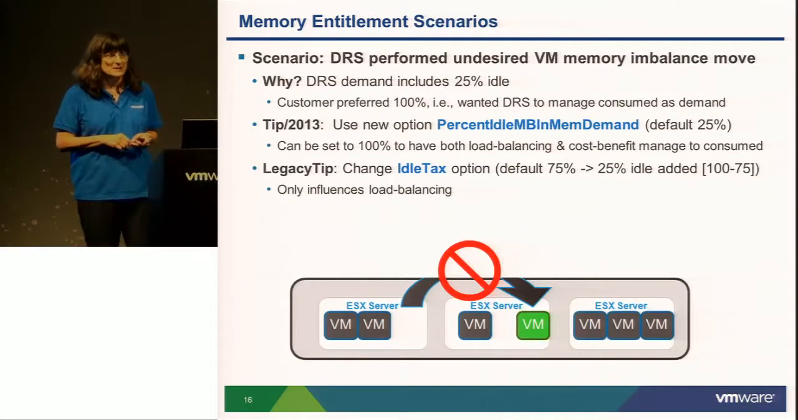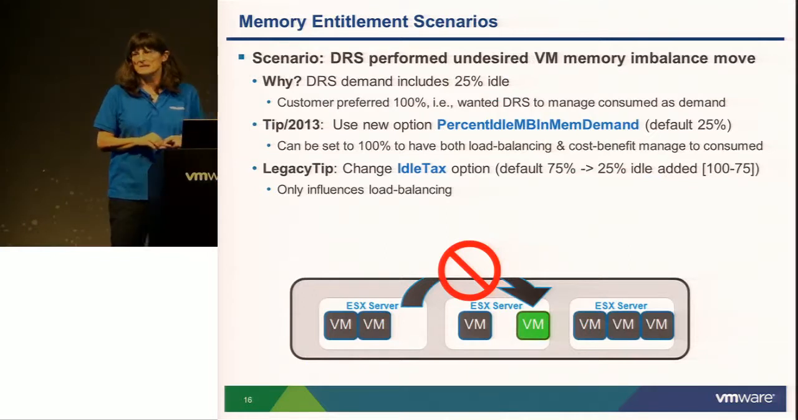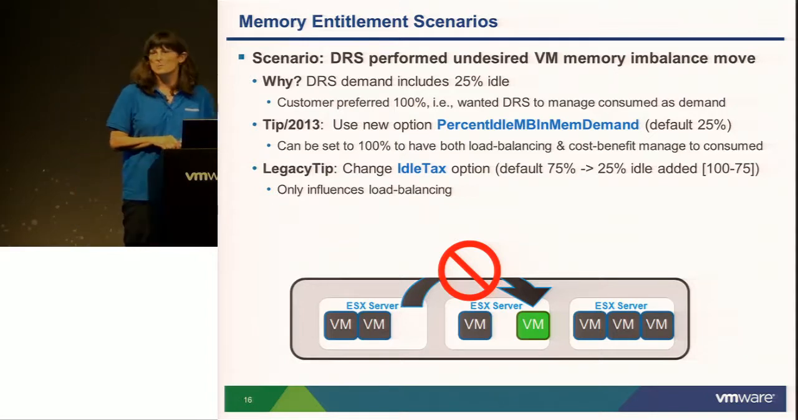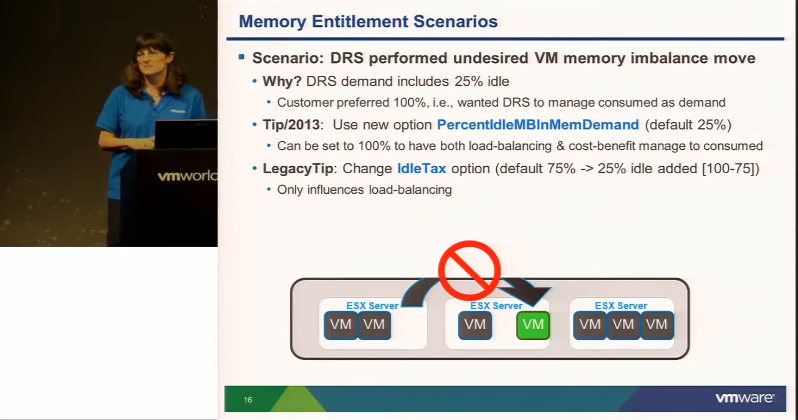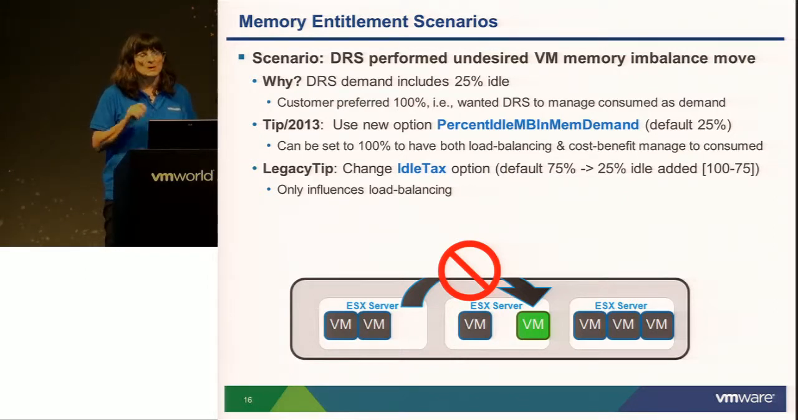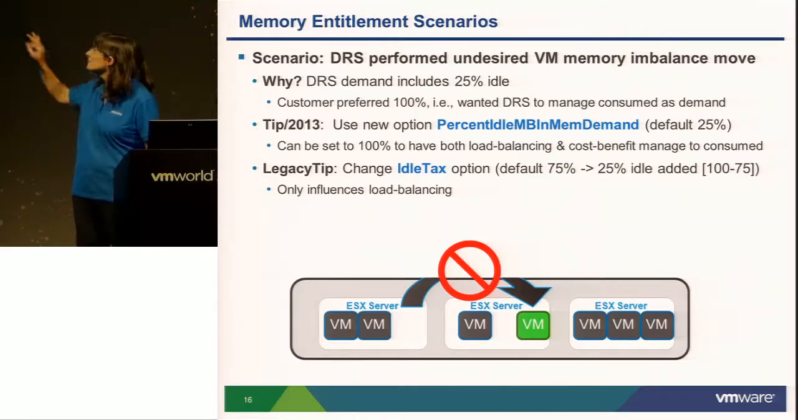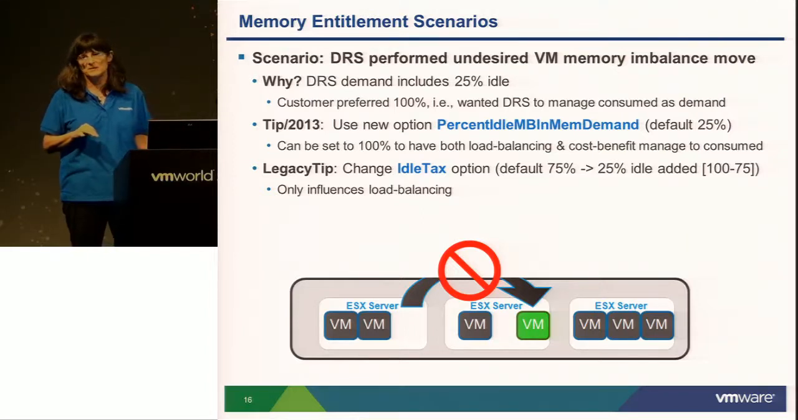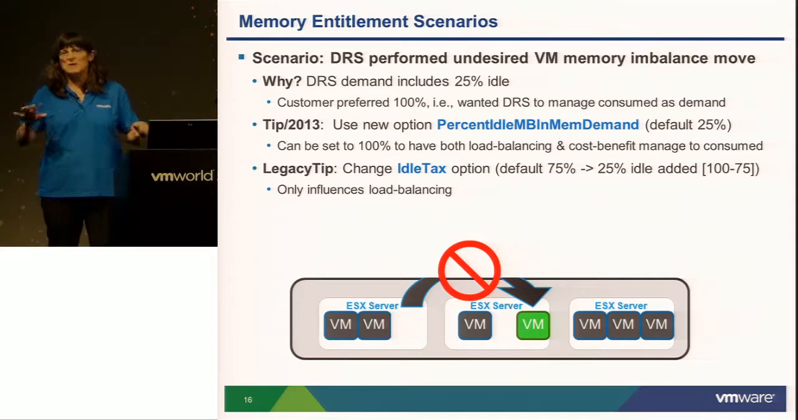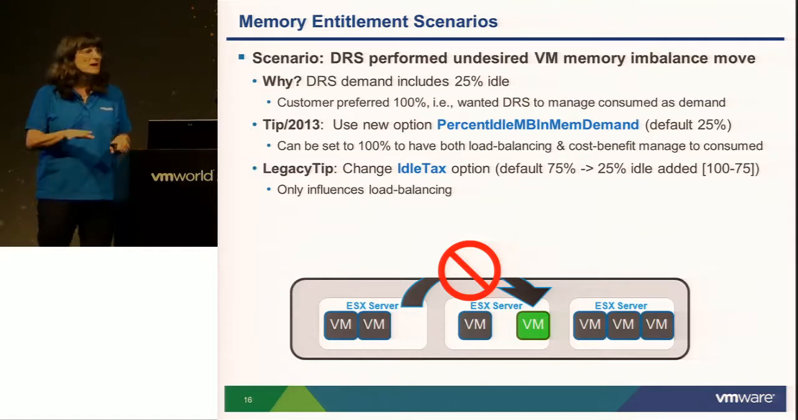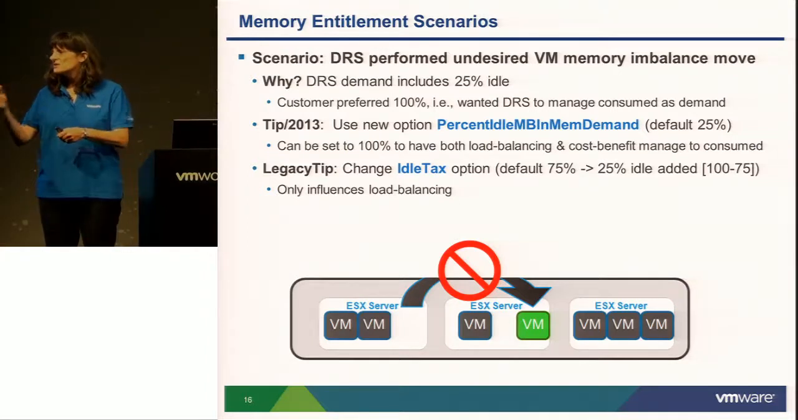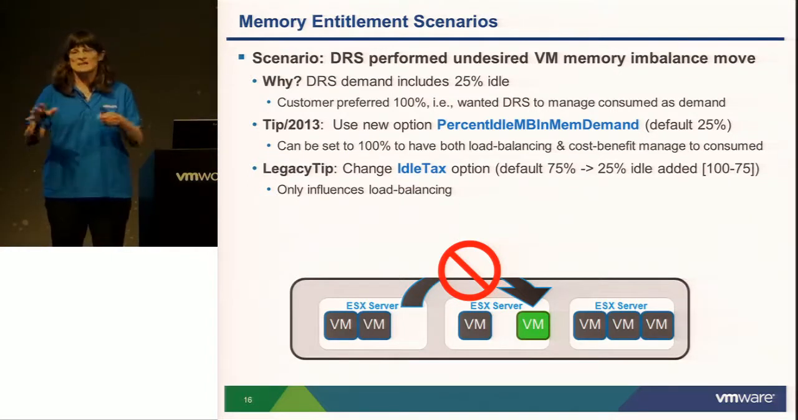Let's look at an example here. This was a customer who basically had an important VM move for memory reasons when that move did not seem very useful or appropriate to that customer. Why is that? Well, DRS had added in that 25% idle on top of the demand estimate of the VM. But the customer said, look, I'm managing my infrastructure so that all my VMs are fully backed by physical memory. I'm not doing any memory overcommit. So why are you, DRS, managing to this active plus the idle when that's not interesting to me?